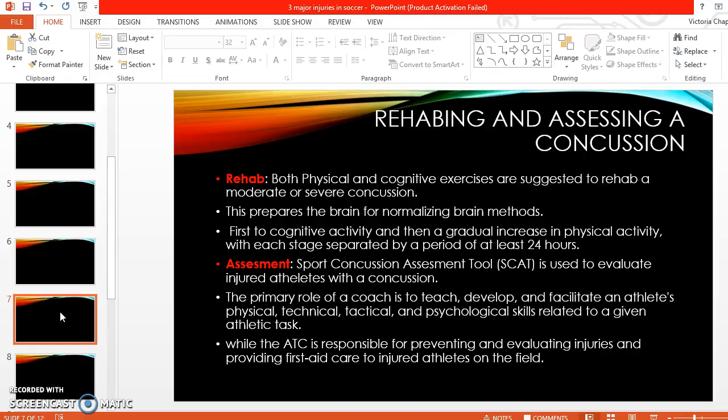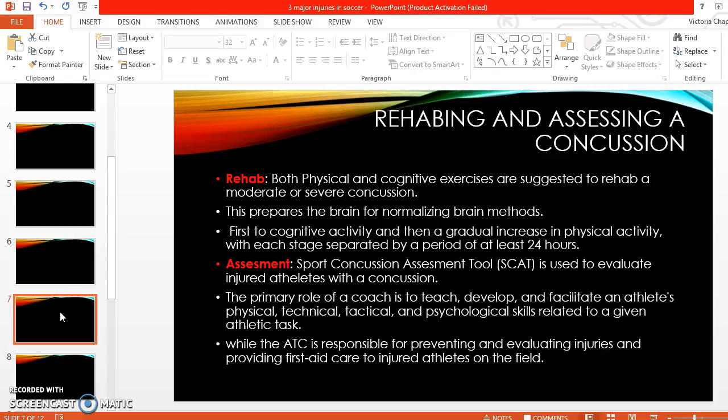Okay, and rehabbing and assessing the concussion. So rehabbing it, both physical and cognitive exercises are suggested to rehab a moderate or severe concussion. This appears to help in normalizing brain function, starting first with cognitive activity and then gradually increasing to physical activity, with each stage separated by a period of 24 hours.